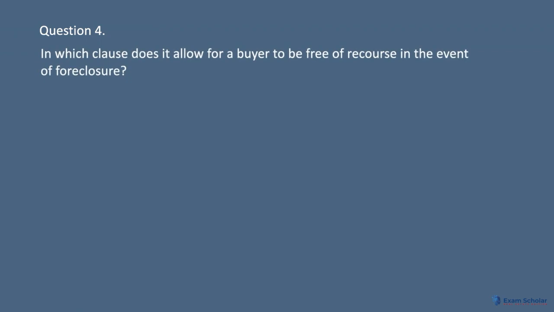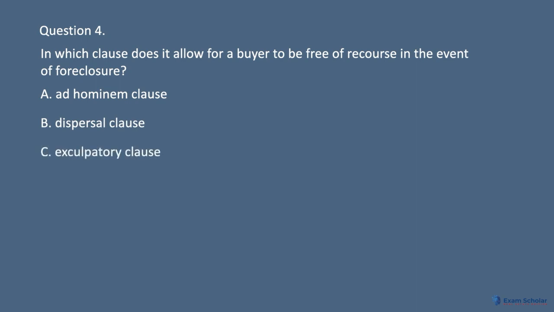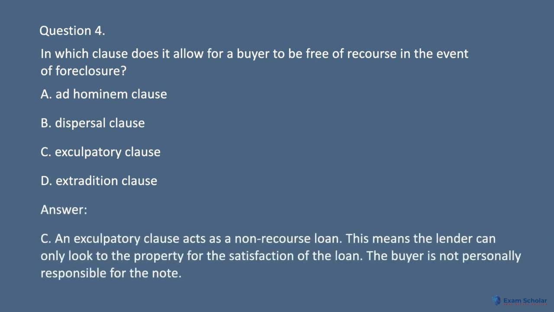Question 4. In which clause does it allow for a buyer to be free of recourse in the event of foreclosure? A. Ad hominem clause. B. Dispersal clause. C. Exculpatory clause. D. Extradition clause. Answer: C. An exculpatory clause acts as a non-recourse loan. This means the lender can only look to the property for the satisfaction of the loan. The buyer is not personally responsible for the note.